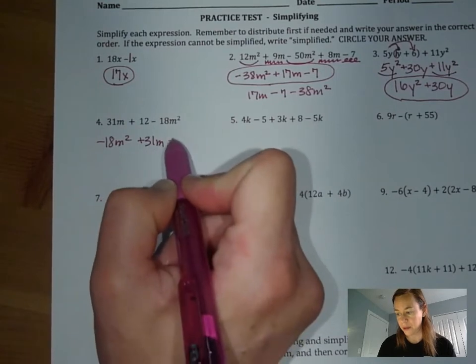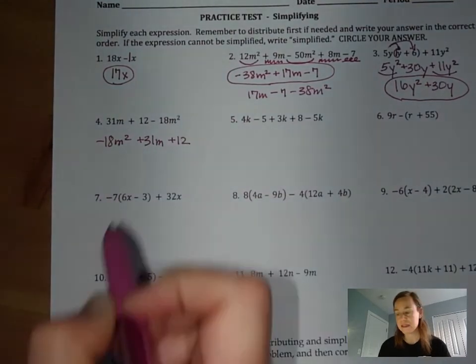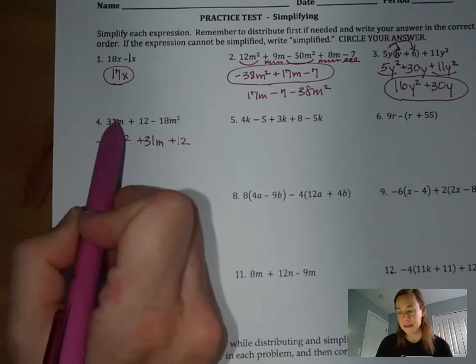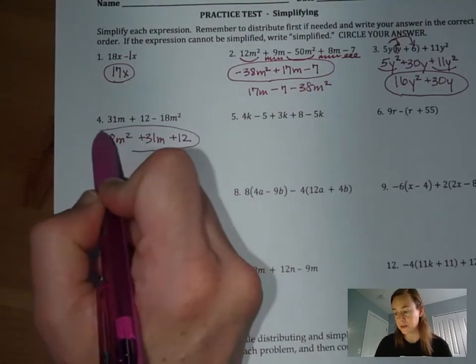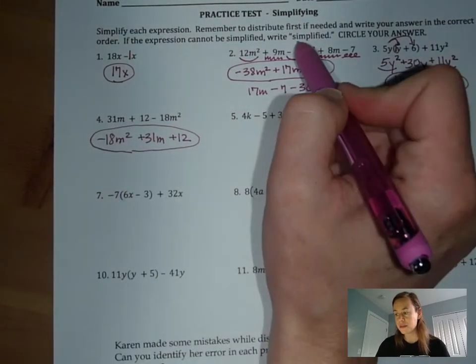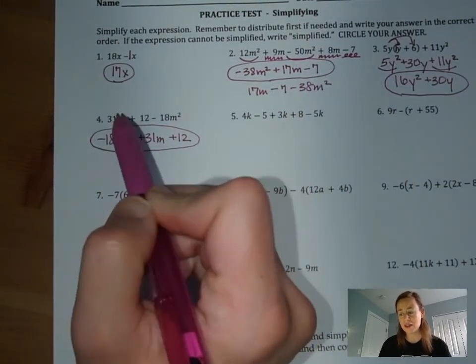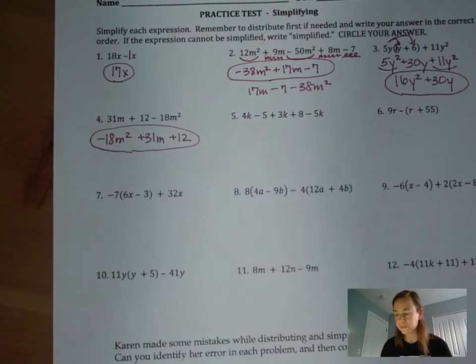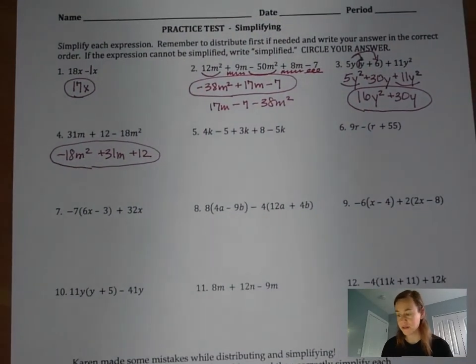But again, I'm not worried about order. Just be able to recognize that this is the same thing as that, and you're done. And if you just said completely simplified already, like if you wrote simplified on your test, that's great. You do not have to change the order. Okay, going on to number 5.